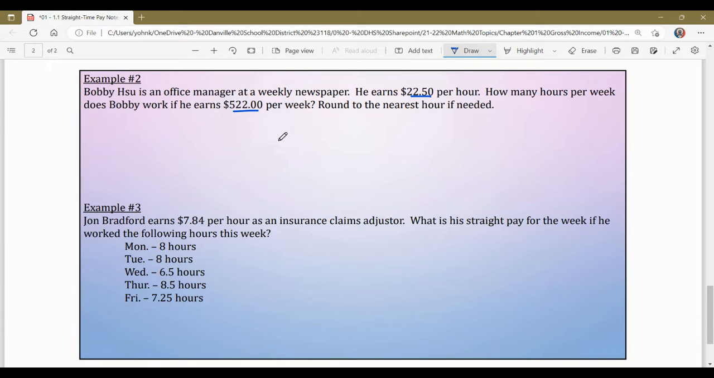Well, to do all of the problems we've done so far, we take the amount that you earn per hour and you multiply it by the number of hours you work, and that's going to give you the total amount of money that you earned. So I'm going to do 22.50 times H for the number of hours equals my total pay of $522. Now to figure out the number of hours, I just divide by 22.50. It does say to round to the nearest hour if needed. So I'm going to get approximately 23 hours.